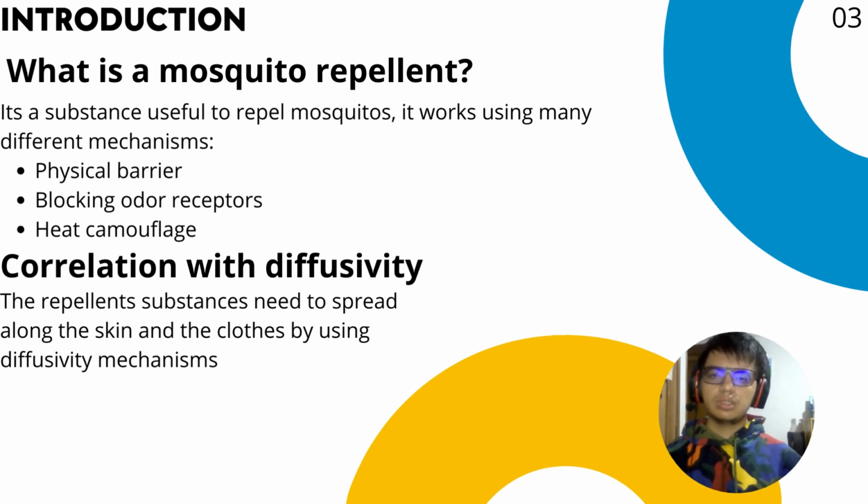Also, the mosquito repellent is related with diffusivity, because they need the diffusivity mechanism to spread along the skin and the clothes to repel the mosquitoes. And also, as we will see in the lab, the diffusivity coefficient is a measure that is used to measure the efficiency of the mosquito repellents.